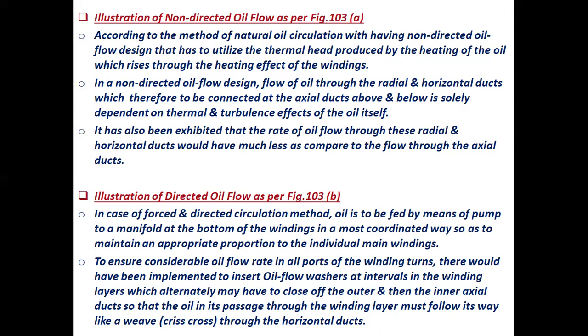To ensure considerable oil flow rate in all parts of the winding turns, oil flow washers are inserted at intervals in the winding layers, which alternately close off the outer and then the inner axial ducts so that oil in its passage through the winding layer must follow its way like a weave or crisscross through the horizontal ducts.